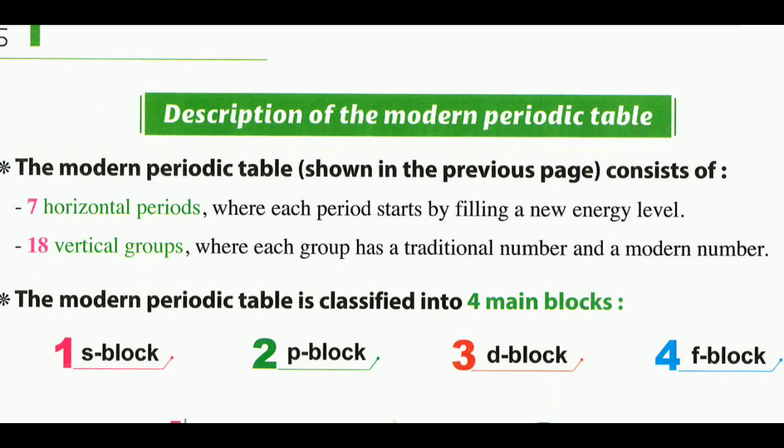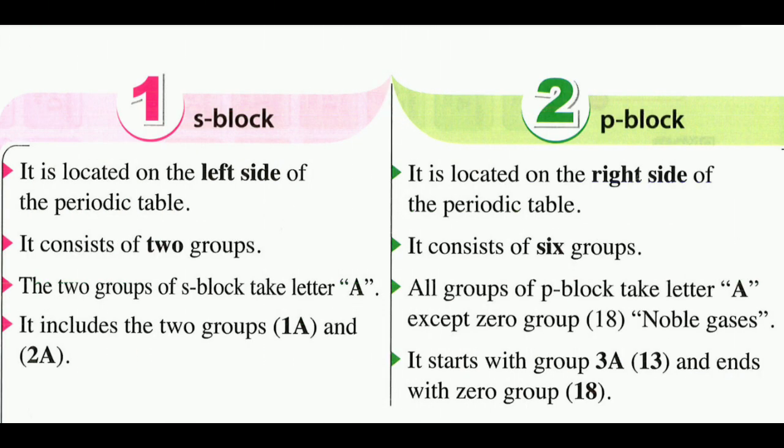First, S block. It is located on the left side of the periodic table. It consists of 2 groups. The 2 groups of the S block take the letter A. It includes 2 groups, 1A and 2A. Second, P block. It is located on the right side of the periodic table. It consists of 6 groups. All groups of P block take the letter A, except group 0, group 18, which is noble gases. It starts with group 3A, 13, and ends with group 0, 18. These are the S block and the P block.